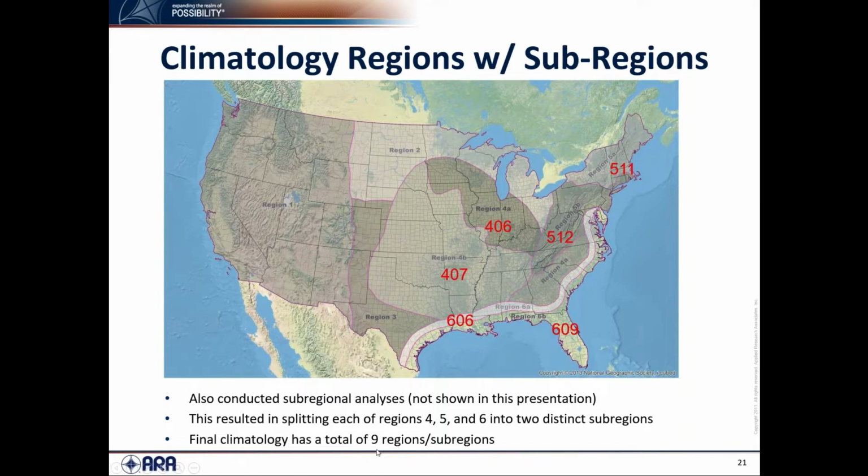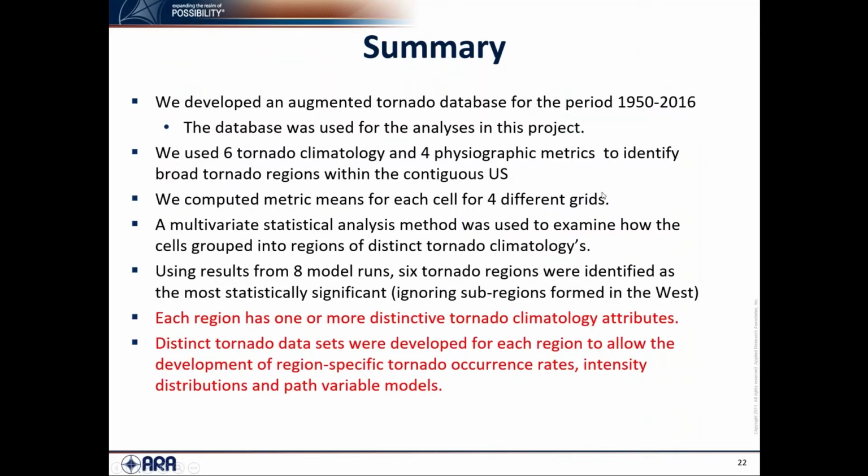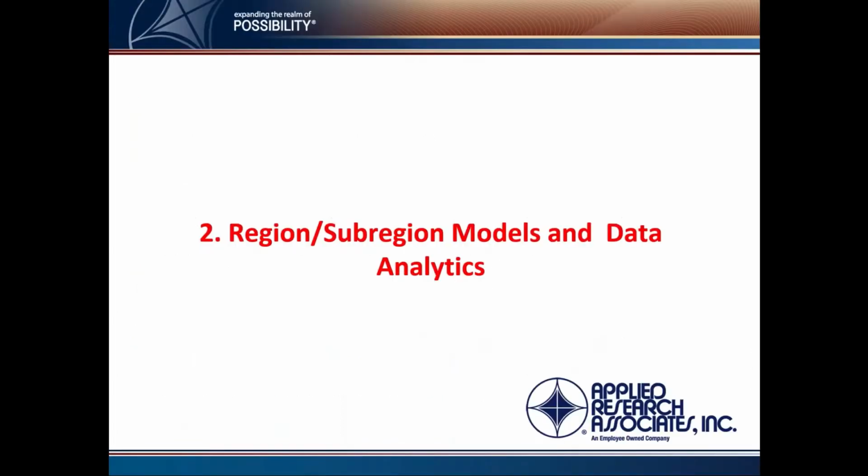So we ended up with a total of 9 regions and sub-regions altogether. In summary, we developed an augmented tornado database for this period. We used a broad tornado climatology that has similar metrics across these different regions. Each region has some distinctive tornado climatology attributes, and certain data sets were used to develop each region to allow for region-specific tornado occurrence rates and things.